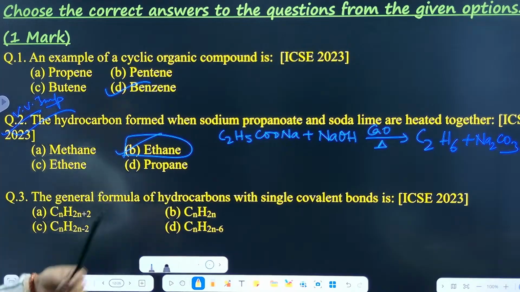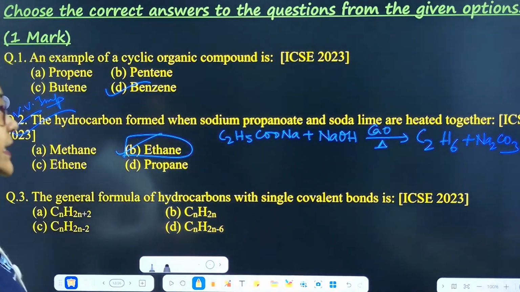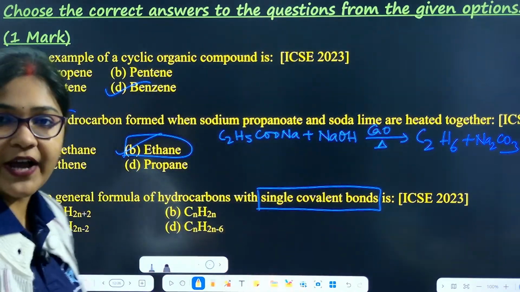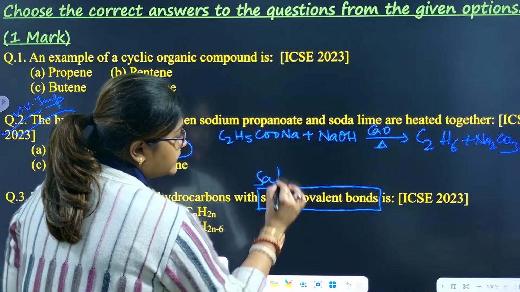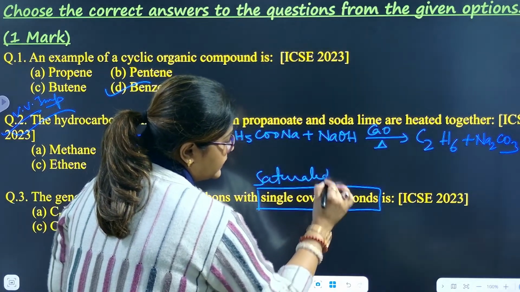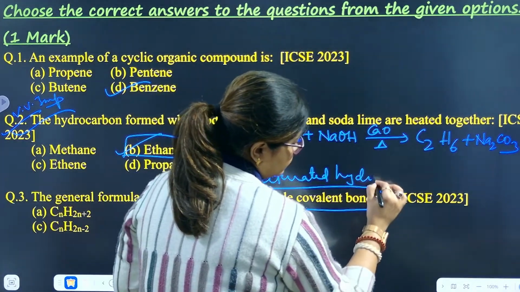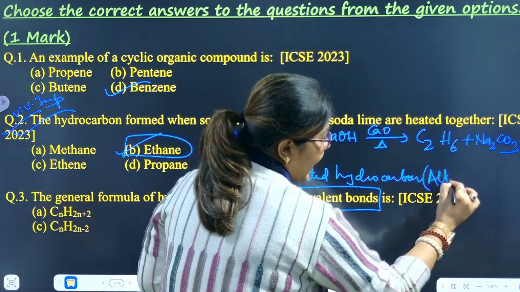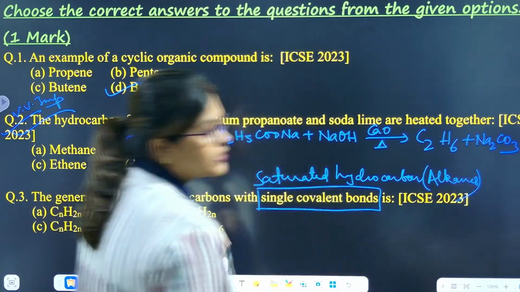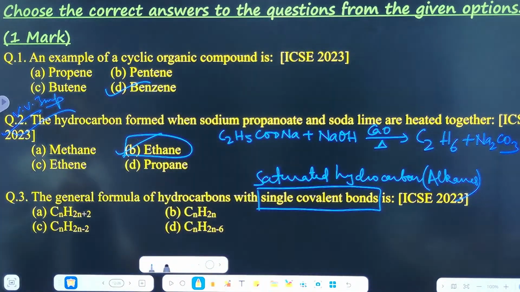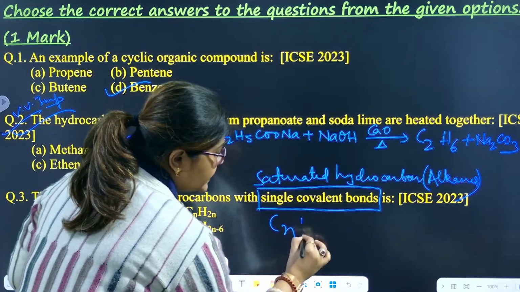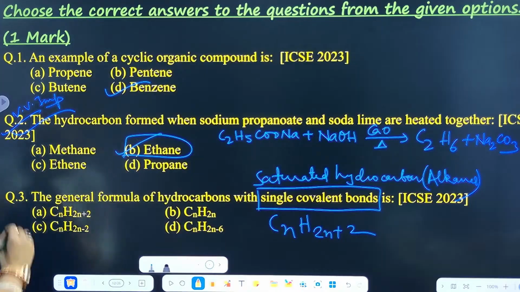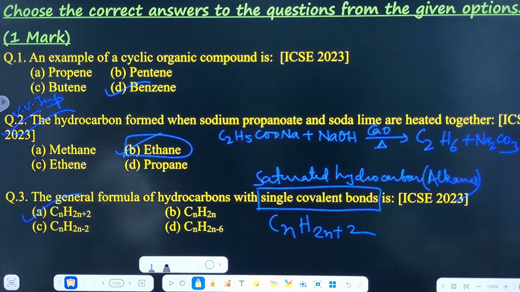The general formula of hydrocarbons with single covalent bonds. This is the trick here. Single covalent bonds means saturated hydrocarbon, which is nothing but alkanes. So what is the general formula of alkanes? CnH2n+2, right? So this is the correct answer, right?